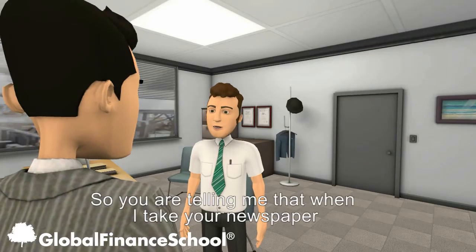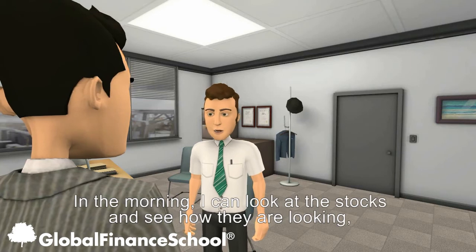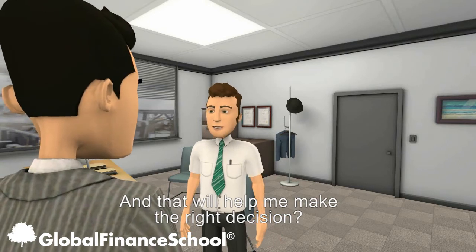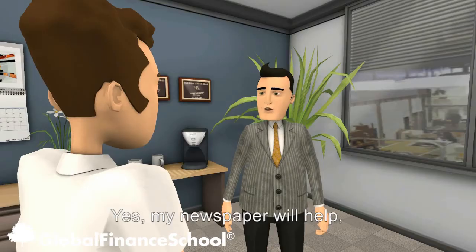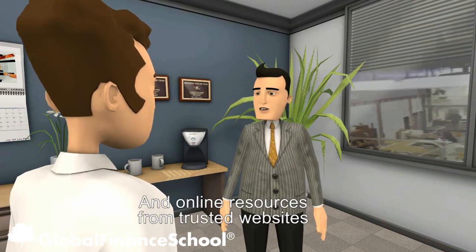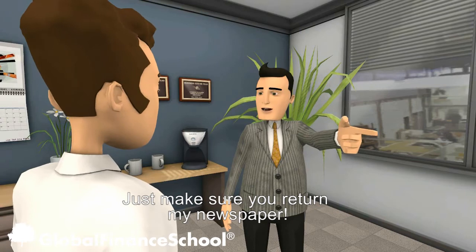So you're telling me that when I take your newspaper, my newspaper, in the morning, I can look at the stocks and see how they're looking, and that will help me make the right decision? What about online resources? Will that help? Yes, my newspaper will help, and online resources from trusted websites are a great way to help you pick trusted stocks. Just make sure you return my newspaper.